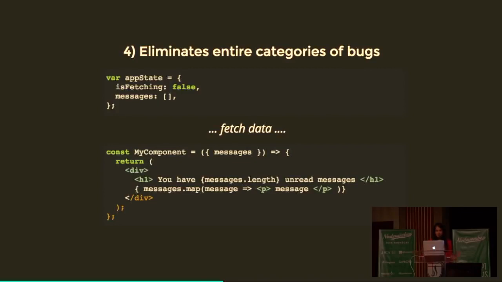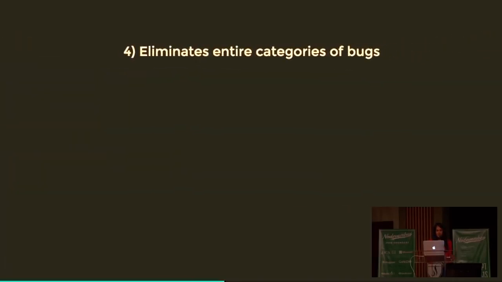Super simple component. But what if your API is unreliable and it returns undefined or null or something? Then you have a type error in your Bugsnag that says TypeError: cannot read property length of undefined. But if we were to use a type checker like Flow, we can add types. We can say our app state is fetching is a boolean, and because I know my API is unreliable, I'm going to say messages is a maybe an array of strings. That maybe means it can either be an array of strings or null or undefined.